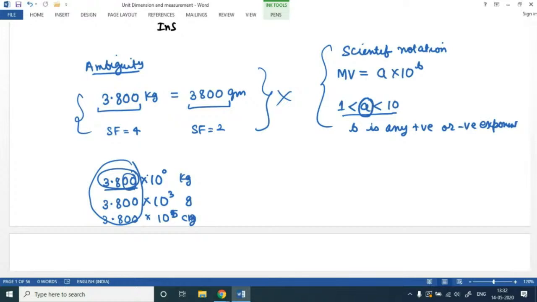In the next class we will be looking at rules for arithmetic operations involving measured values, and we will talk about absolute error, relative error, and percentage error in the measurement, and we will also look into the combination of errors. And finally we will talk about vernier caliper and screw gauge.